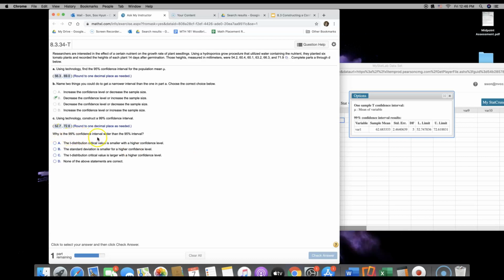Why is the 99% interval wider than the 95% confidence interval? Well, if you increase the confidence level, we will be multiplying the standard error by a bigger critical t-score. This is saying the exact opposite thing, I want to say the opposite thing. The t-distribution critical value is larger with the higher confidence level. That is it. Okay, so that will be it.